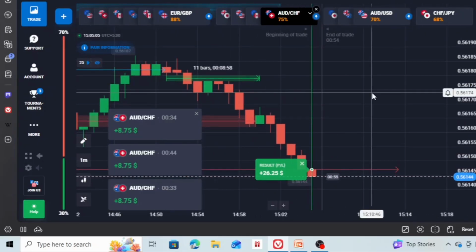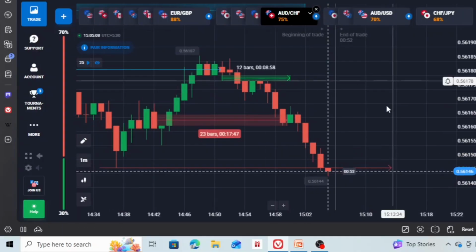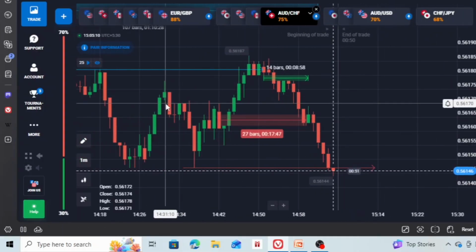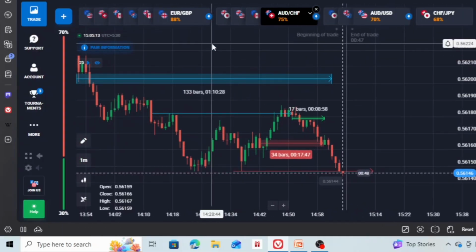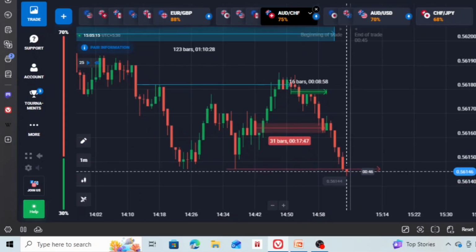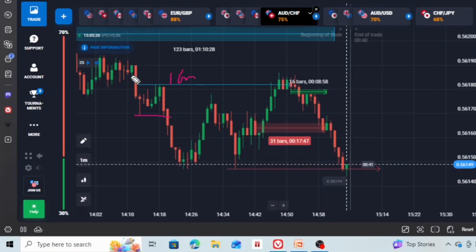Okay, so this is the winning break again. Let me just explain. I will explain to you guys the reason behind the break. Here, this is the lower low. So this is our inducement.